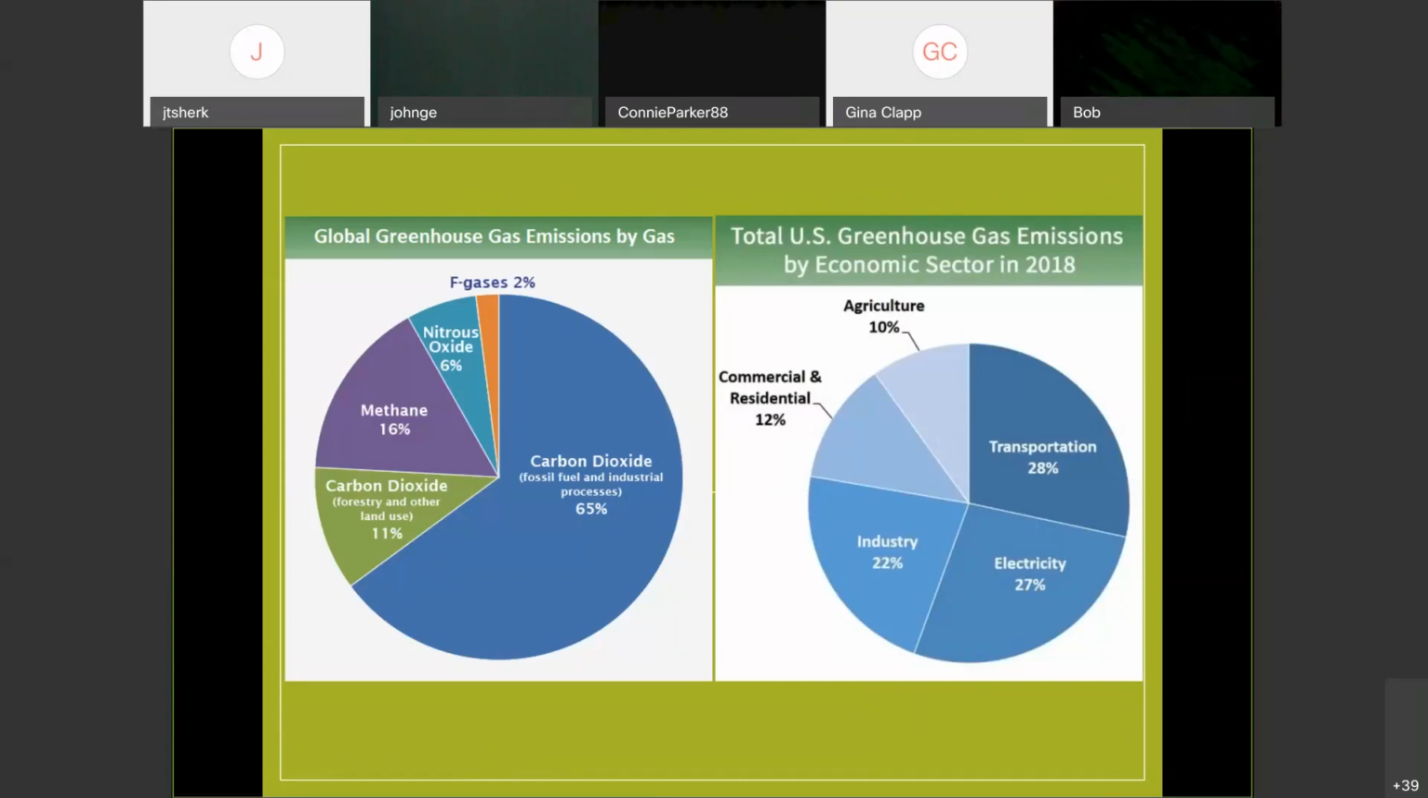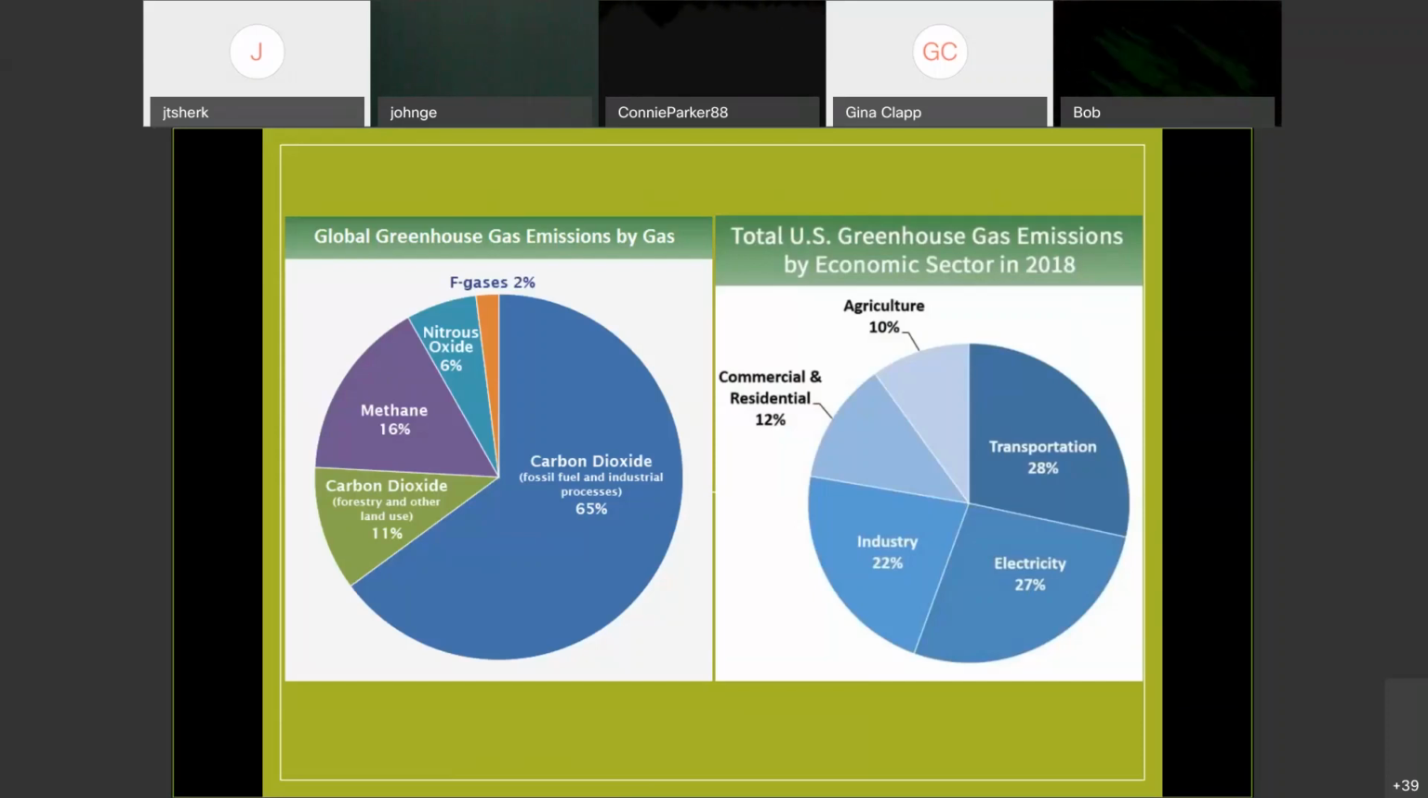So CO2, carbon dioxide, is responsible for about 65 to 67% of the greenhouse gases. And the number one sector responsible for greenhouse gas emissions in the US is transportation. So cars account for about 28% of this. And according to the United States Environmental Protection Agency, electricity production comes a close second at 27%. So transportation and electricity harm our planet because it takes power to generate energy, and we burn fossil fuels.